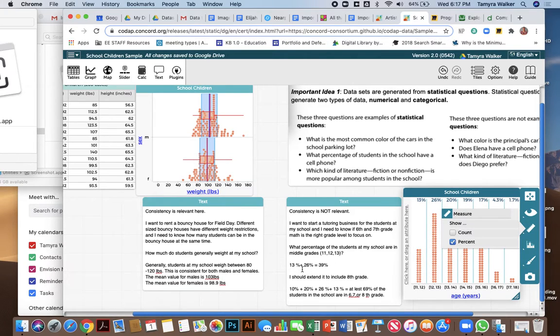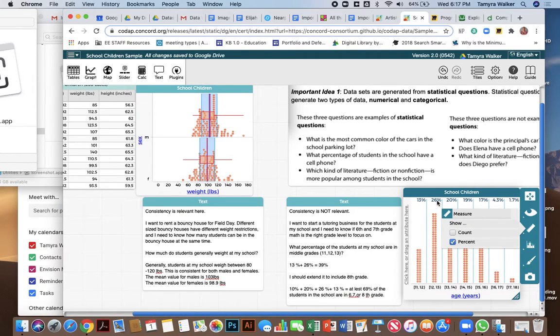So I see that 13% are between 11 and 12, are 12 and are younger than 12. Another 20% are older than 12 but younger than 13. So all of a sudden, altogether, that's 39% of the population is younger than 13. I need to extend that a little bit. It looks like I should extend it to include 8th grade if I want to make more of a profit or if I want to have a higher percentage of the population.